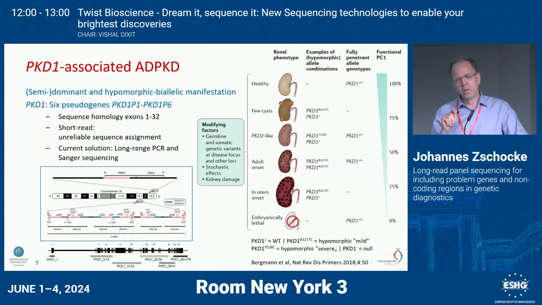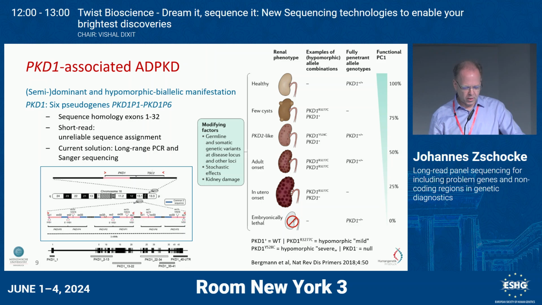That's one thing. And the other thing which I would like to point out is that we have a conceptual problem. We think it's a dominant disease, autosomal dominant polycystic kidney disease, but you also have the possibility that you have biallelic hypomorphic missense variants, which in combination give you a PKD1 associated cystic kidney disease phenotype.